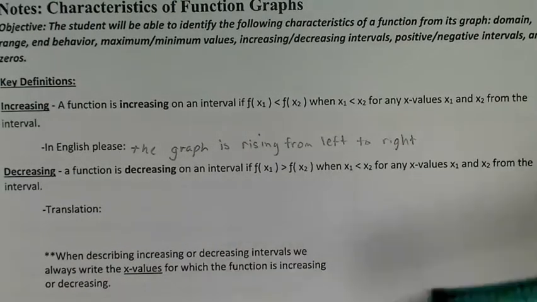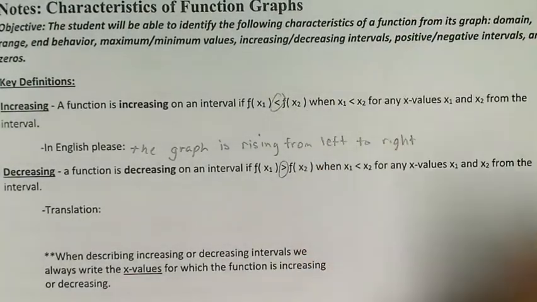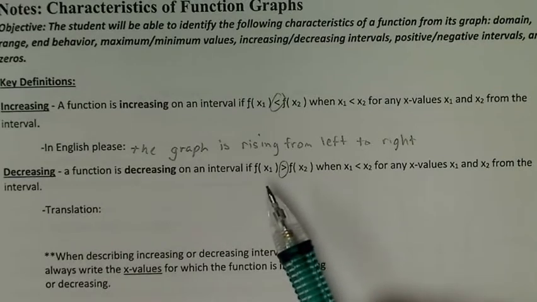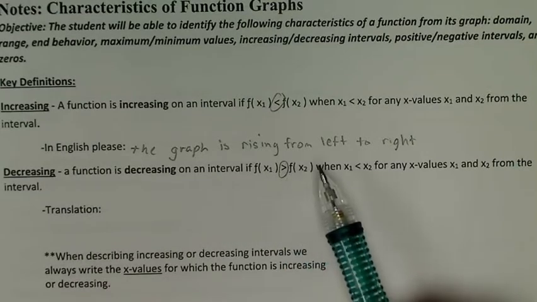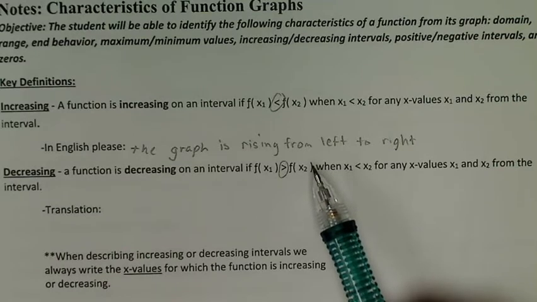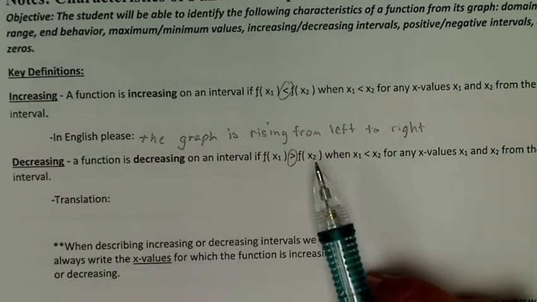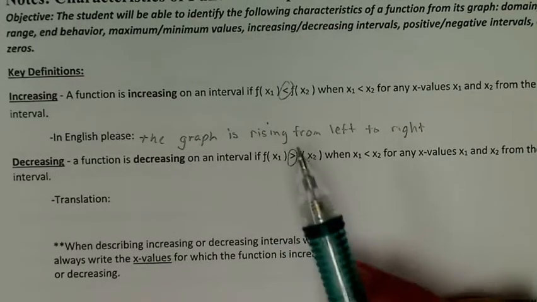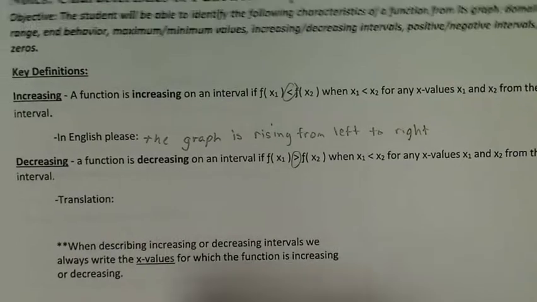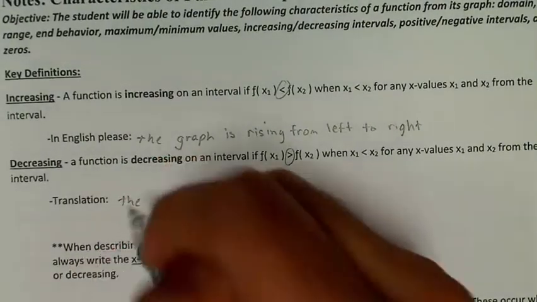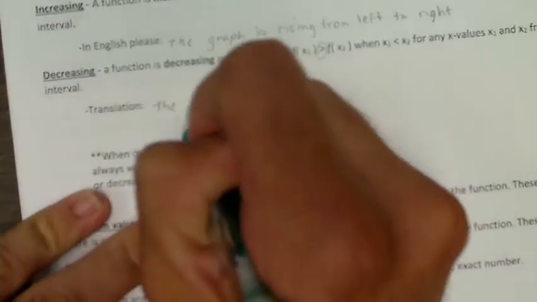Now, the definition for decreasing is exactly the same except for one key symbol, and it's that one right there. It's saying that f of x1 is greater than f of x2. So you can kind of picture from the previous page that if this point is lower than this point, then your graph has to be going down. So that's the translation that we're going to use. We're going to say the graph is falling from left to right.